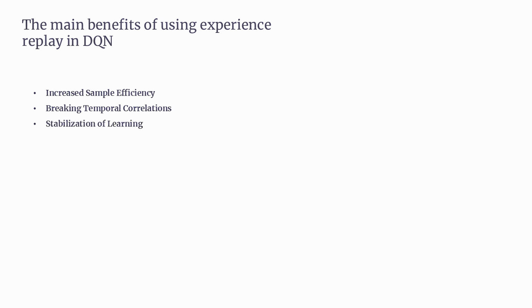The third, stabilization of learning. Learning with a neural network can be sensitive to the order in which data is presented. If the agent were to train on consecutive experiences, it could lead to instability, oscillating or even diverging Q values. By using experience replay, the training becomes smoother. The agent processes a mix of old and new experiences, allowing for more consistent updates to the Q values.